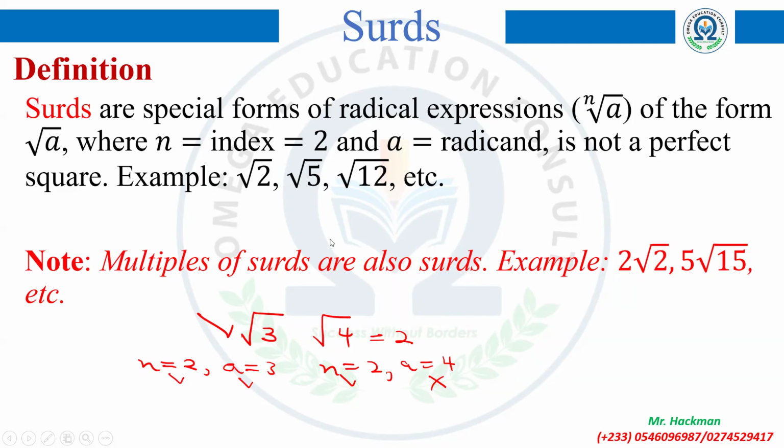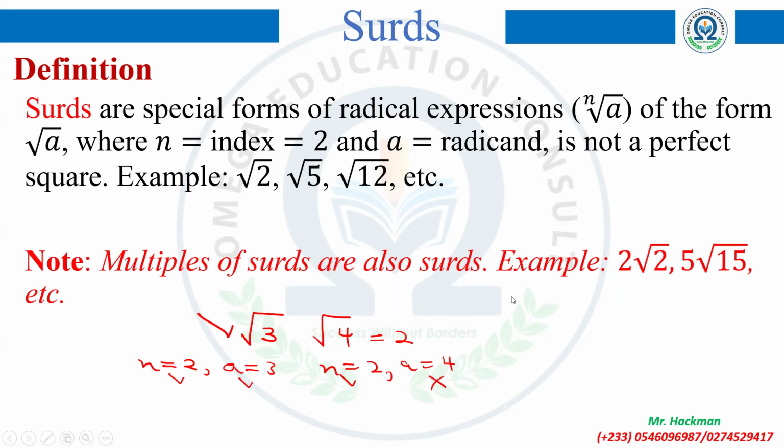So take note. For example, root of 2, root of 5, root of 12. Obviously, 2 is not a perfect square, 5 is not a perfect square, 12 also is not a perfect square. All of them have the index to be 2. And take note, multiples of sets are also sets.